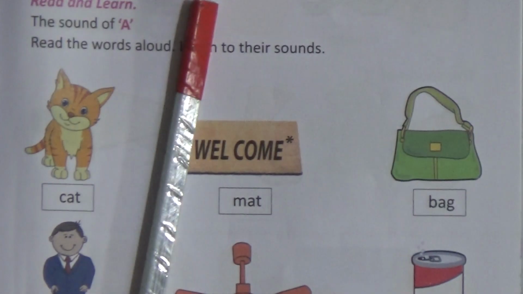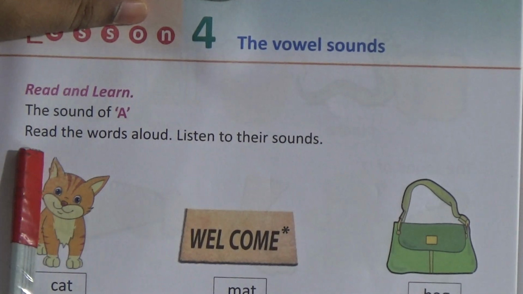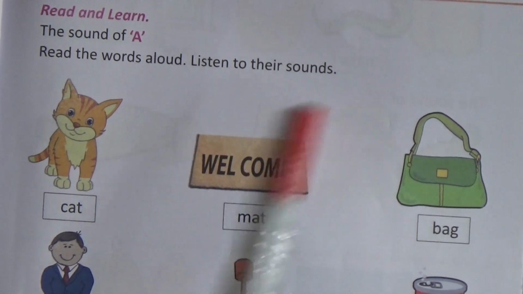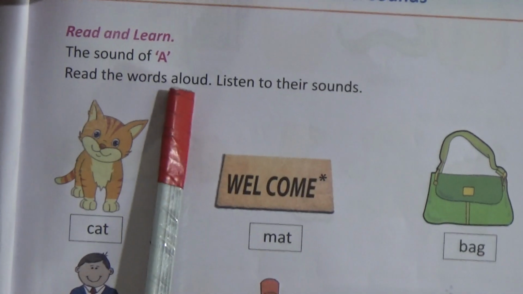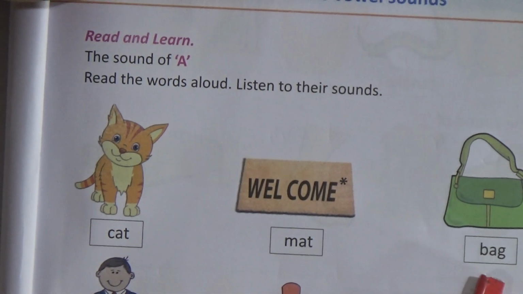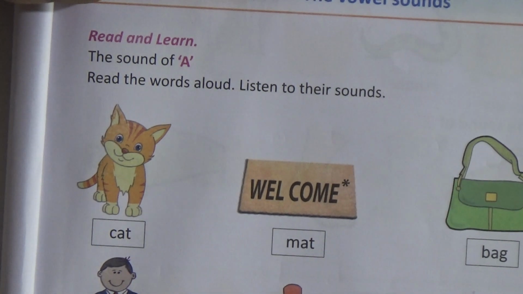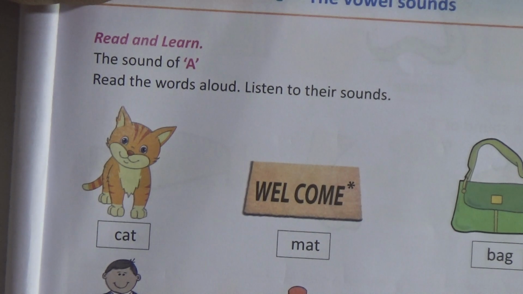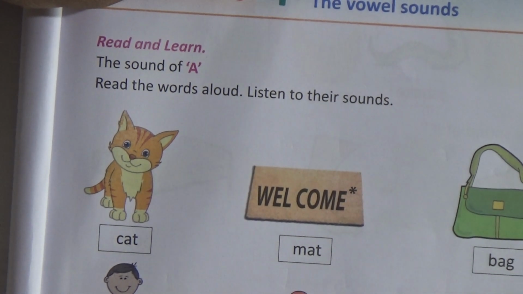Now we're moving to the next page, page number 21, Lesson 4, the vowel sounds. Read the words aloud and listen to their sounds. Cat has the A sound. Cat, mat, back, man, fan, can, cake, lake, gate. This is the A sound.